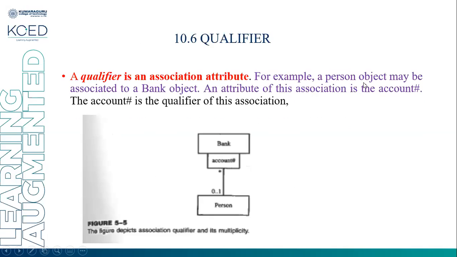For example, a person object may be associated with a bank object. An attribute of the association is account followed by hash. A small box is attached under the class symbol. Here it is an attribute name, account followed by a hash symbol. It represents the attribute of this association, not the class. The account is the qualifier of this association.